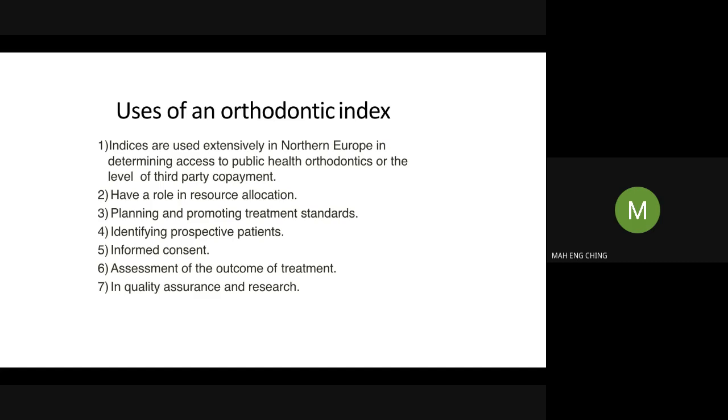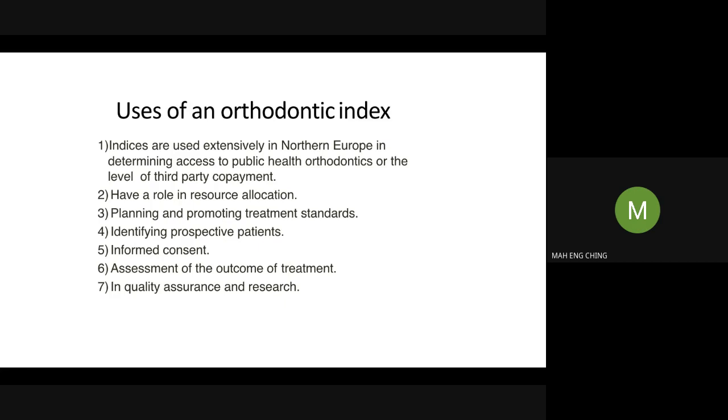So have a role in the resources allocation. Say we have to allocate the resources and the money to a certain group of patients, which need the treatment more than the others. So planning and promoting treatment standards that identify the prospective patients. For example, IOTN 1, with less treatment need, then maybe we'll exclude the patient from the government service because there are limitations of resources, the orthodontists, and the facility. So we have to target the more severe group in order to get the treatment.